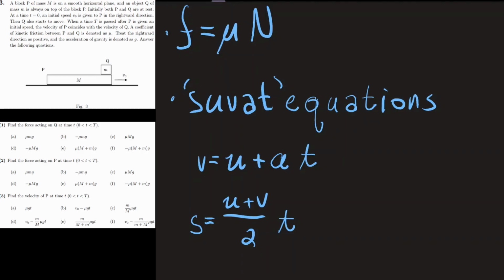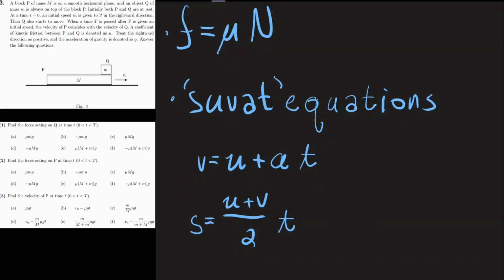Next is section 3, which says, a block P of mass M is on a smooth horizontal plane, and an object Q of mass small m is always on top of the block P. Initially, both P and Q are at rest. At a time t equals 0, an initial speed v sub 0 is given to P in the rightward direction. Then Q also starts to move.